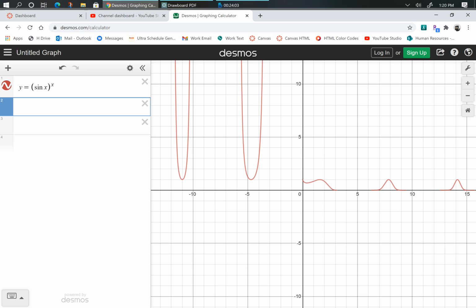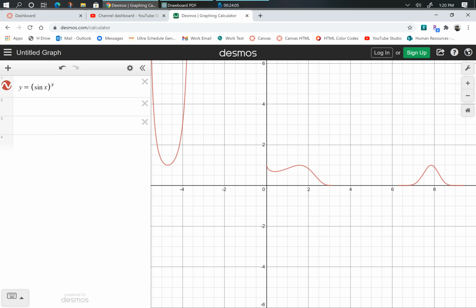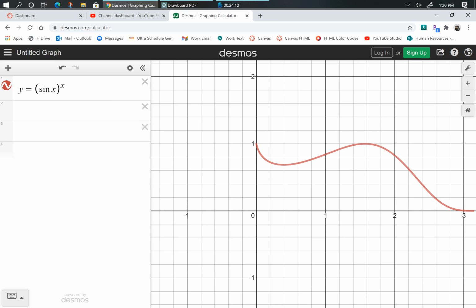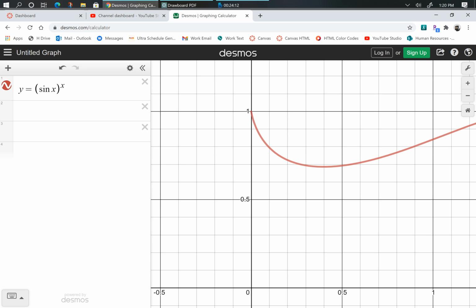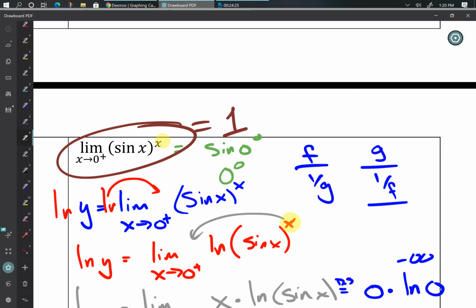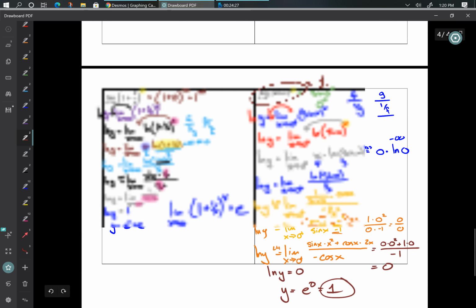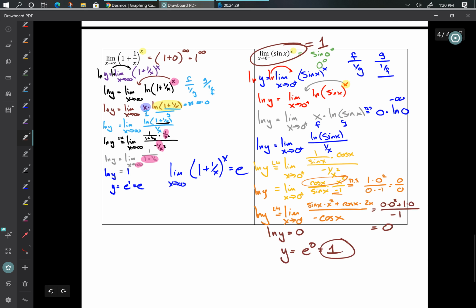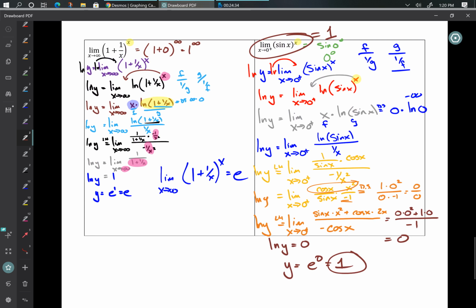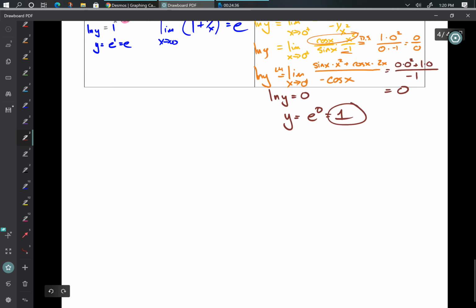Let's look at the graph of this thing. So here I have sine of x raised to the x. Let me make this a little bit thicker so we can see it. And indeed, it does appear that as we're approaching 0 from the right, the value of that function is approaching 1. So while this graph doesn't prove that I'm correct, it makes me feel a lot better about my answer. Those two problems were really hard problems, not the hardest I've ever seen in terms of L'Hopital, but they're hard problems.